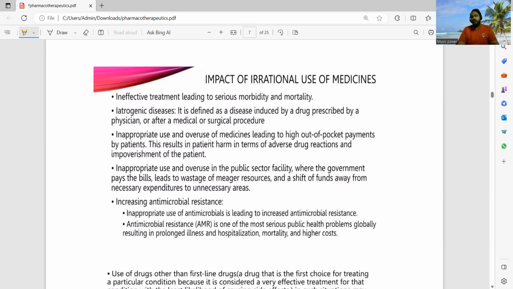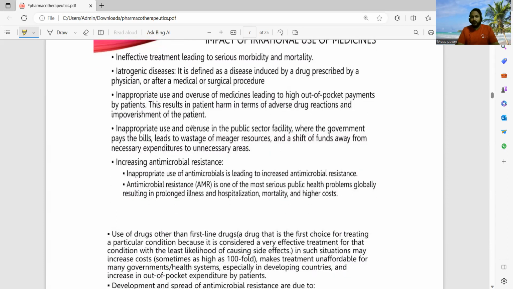Inappropriate use or overuse of medicines leads to high out-of-pocket payments by the patients, and this results in patient harm in terms of adverse drug reactions and impoverishment of the patient. Inappropriate use and overuse in the public sector facility, where the government pays the bill, leads to the wastage of meager resources and shift of funds away from necessary expenditure to unnecessary areas.